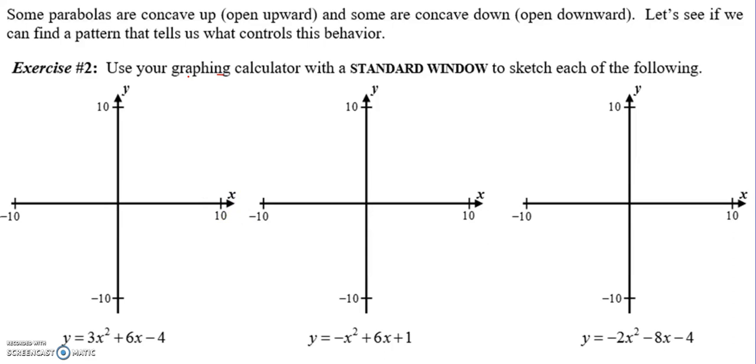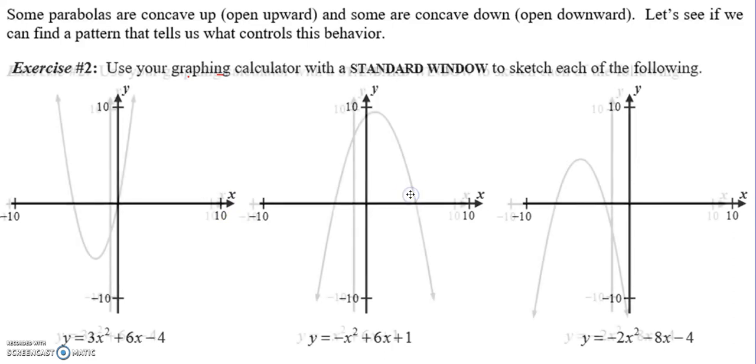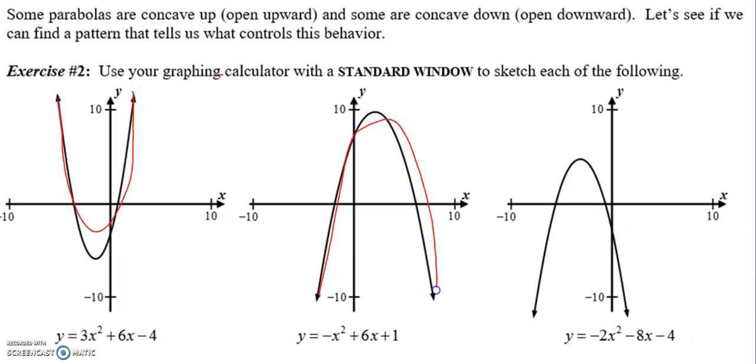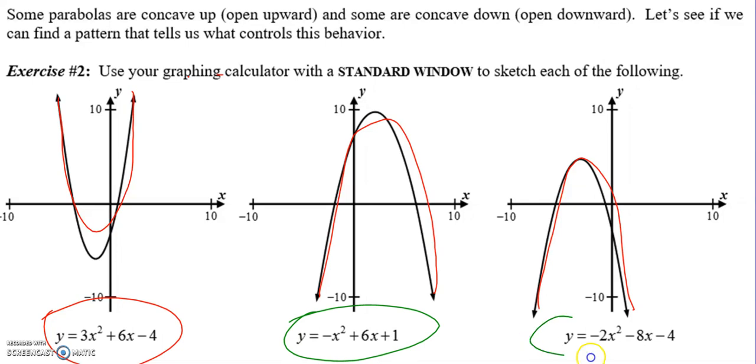All right, how did you do? Did your graphs come up looking something like this? So hopefully you have something roughly like that, because it doesn't have to be exact. Now, do you notice a pattern? So this one is opening upwards, this one's opening downwards, and this one's opening downwards. So what is it about this function that's different than these? And what is similar? Why are these two opening downward? Do you see or have a guess why?